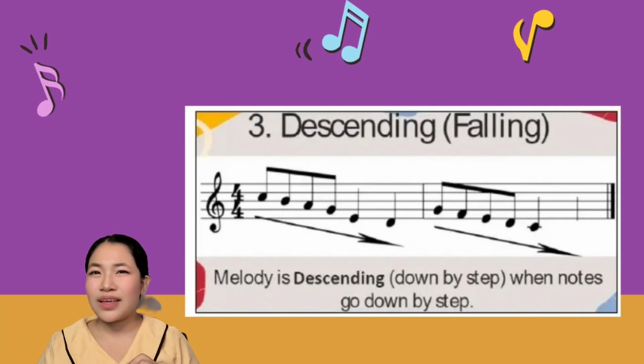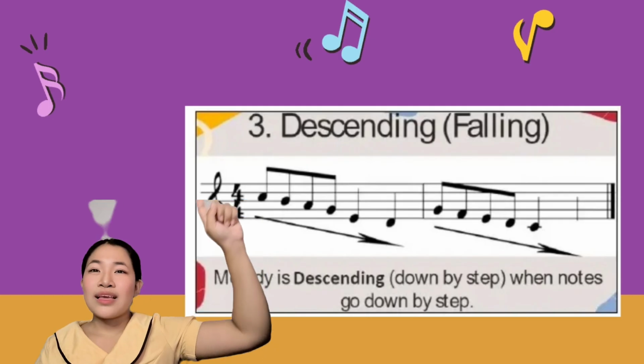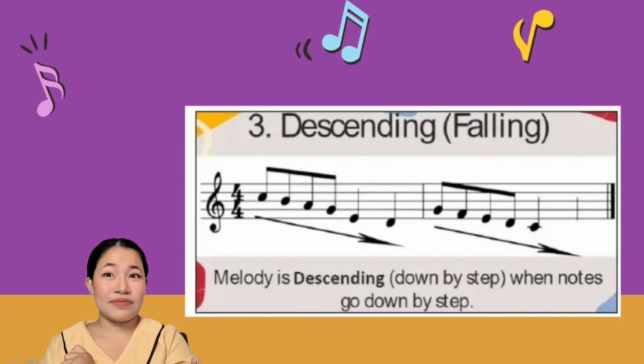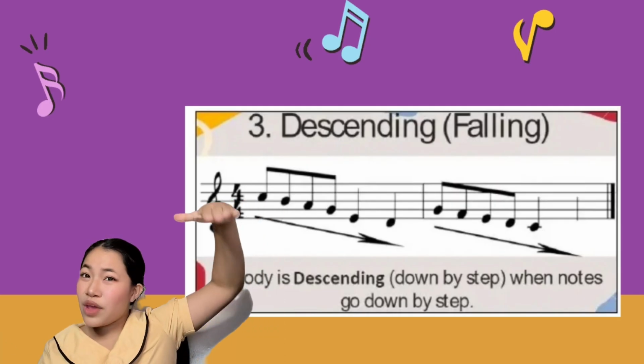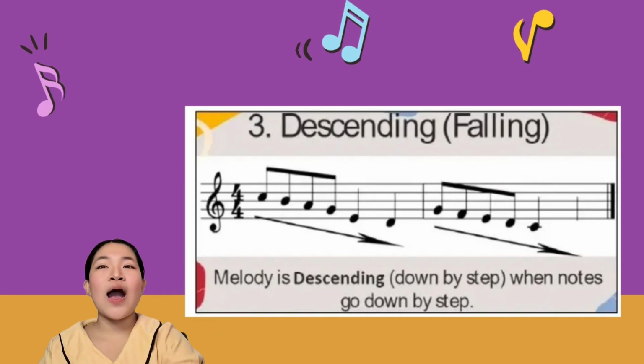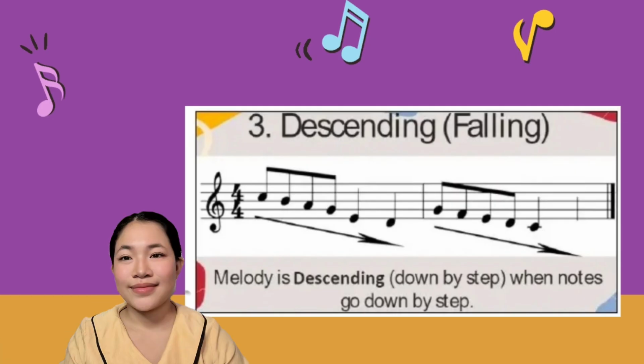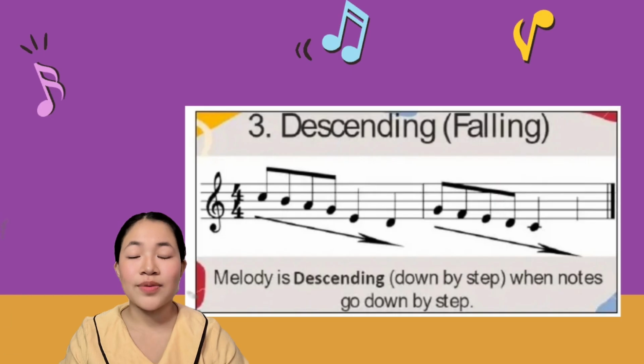Again, do it with me. Do te la sol fa mi re do. That is going down, descending or falling. So for us to learn more about melodic contour, I have 2 videos here that you need to watch.